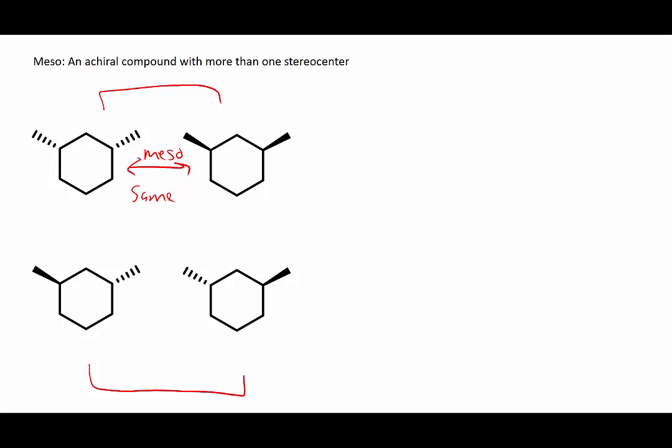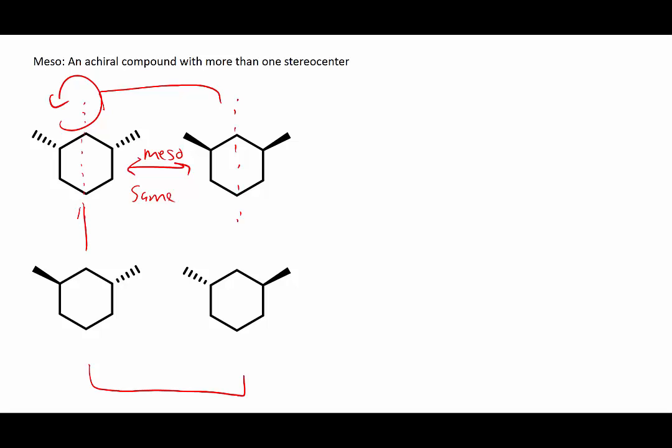Even though they both have two stereocenters, what we can do is draw a plane of symmetry right down the middle of that molecule, where anything on either side is going to be identical. The same thing here. In fact, if we were to rotate along that plane of symmetry, we would get the other form. So these are examples of meso compounds, basically an achiral compound with more than one stereocenter.